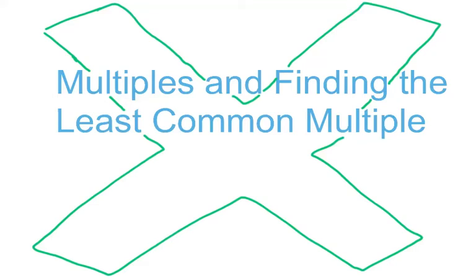Today we're going to talk about finding multiples of a number and then finding the least common multiple of a set of numbers. So let's start with, what is a multiple? Well, a multiple is the product that you get when you're multiplying two factors. So when you list multiples, you're finding the product of the same factor.